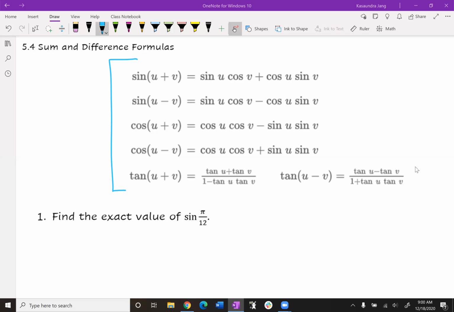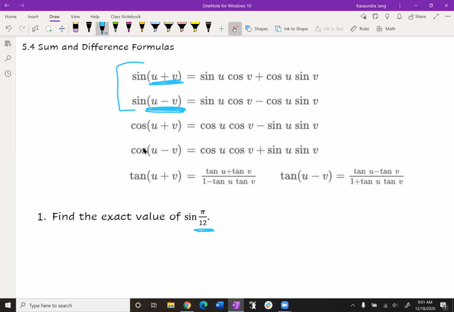So of these formulas, sum and difference, I've got to figure out if I want to add or subtract my angles that I'm taking the sine of. All right, so for number one, I've got sine of pi 12ths. It's one of the sine functions here, not the cosines or tangents. And out of my sine functions, I'm either going to add two angles to get pi 12ths, or I'm going to subtract some angles and get pi 12ths.